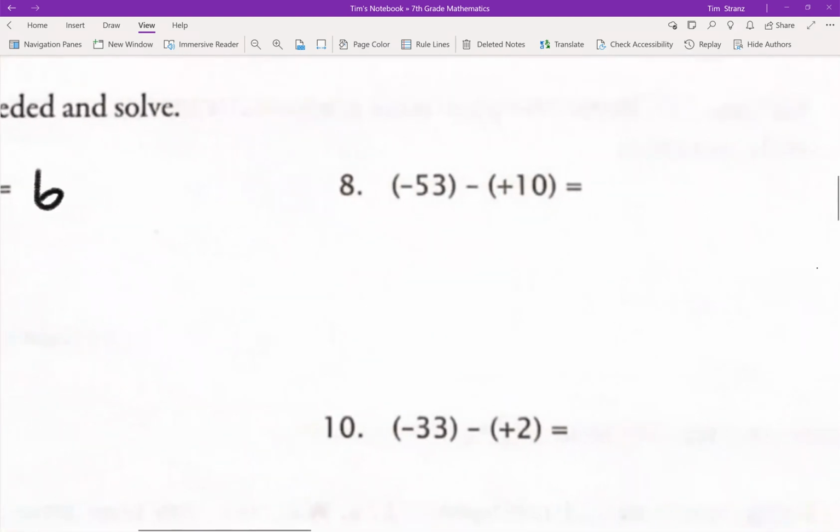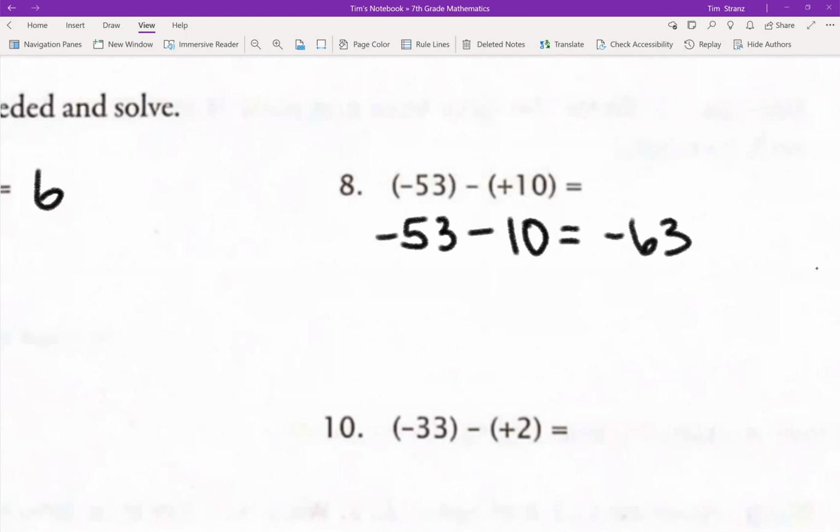Okay, number 8, negative 53 minus a positive 10. Okay, so we have negative 53. I'm just going to rewrite this. It's really just saying minus 10. Okay, so when we have a negative and we're subtracting a positive, all right, the negative number is going to get bigger. So negative 53, we're subtracting 10, that's going to become negative 63.